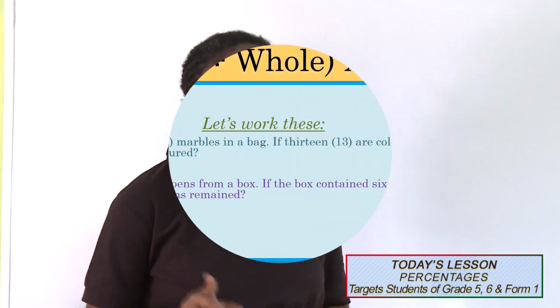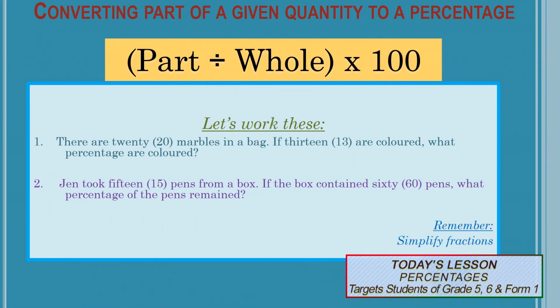All right, so we are ready to convert a given quantity to a percentage. There is a formula. Looking at your screen, read what's written in the yellow box. You are seeing part divided by whole multiplied by 100.